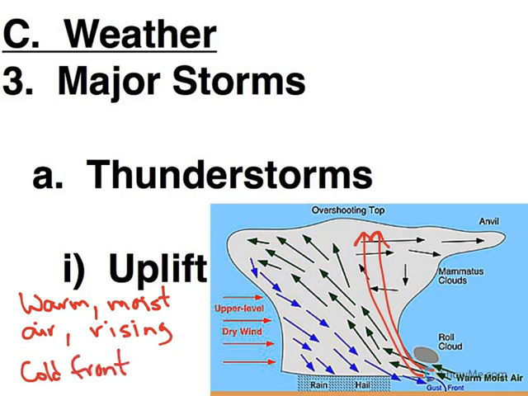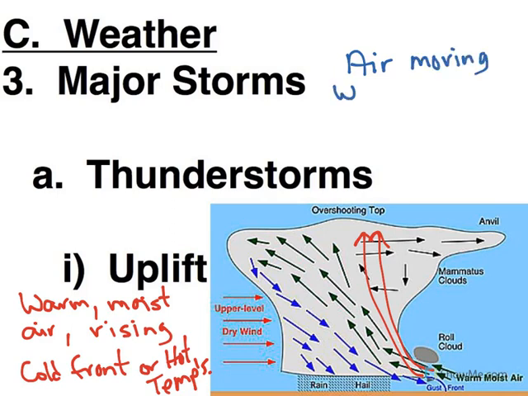If you have the typical Florida summer thunderstorm, that's going to just be the hot temperatures triggering that. Or it's going to be a cold front. Either way, you get the air moving upward quickly.